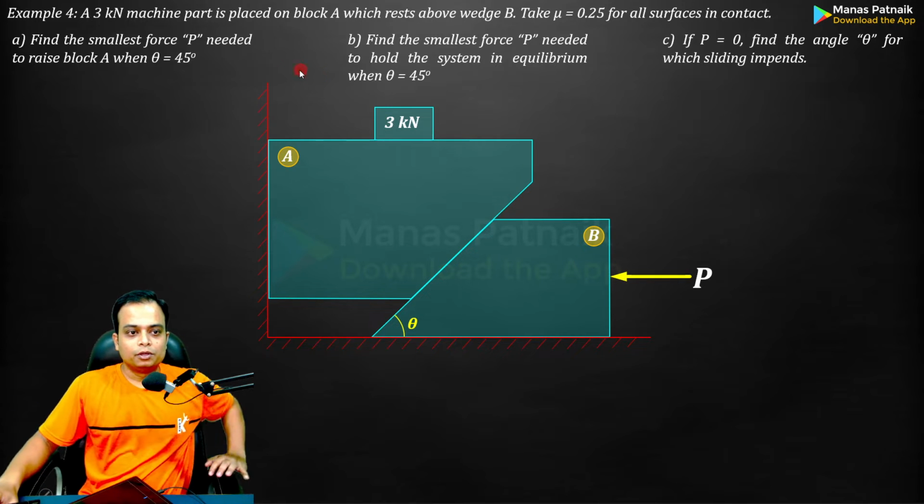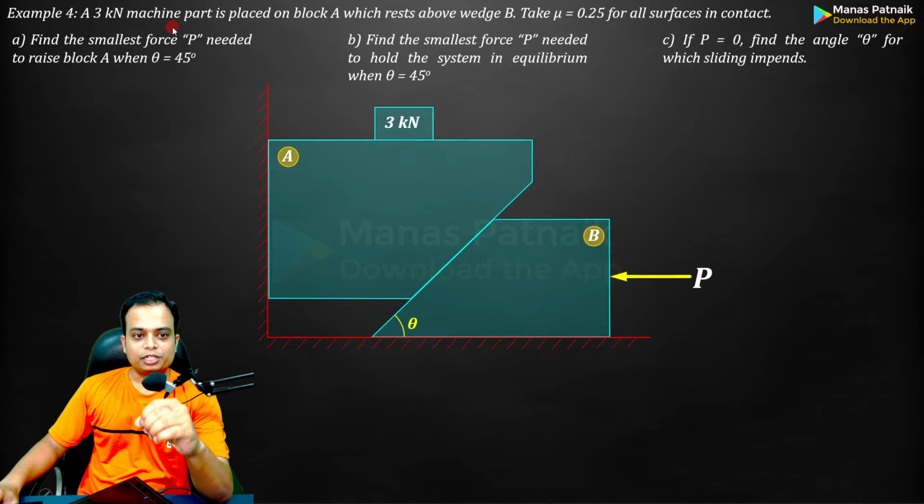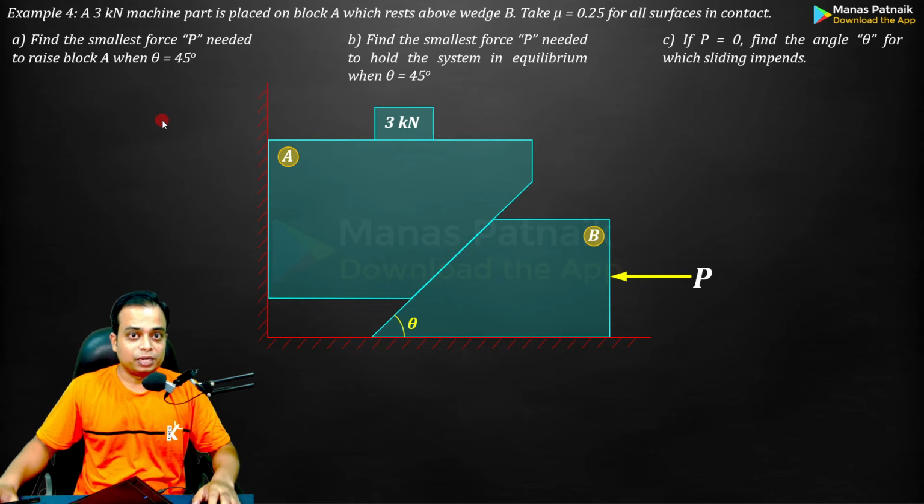And here we go. So there is a 3 kilonewton machine part which is placed on block A, which rests above wedge B. Take mu is equal to 0.25 for all surfaces in contact. Now there are 3 things which have been asked. This is not one single problem, but a combination of 3: part A, part B, and part C.